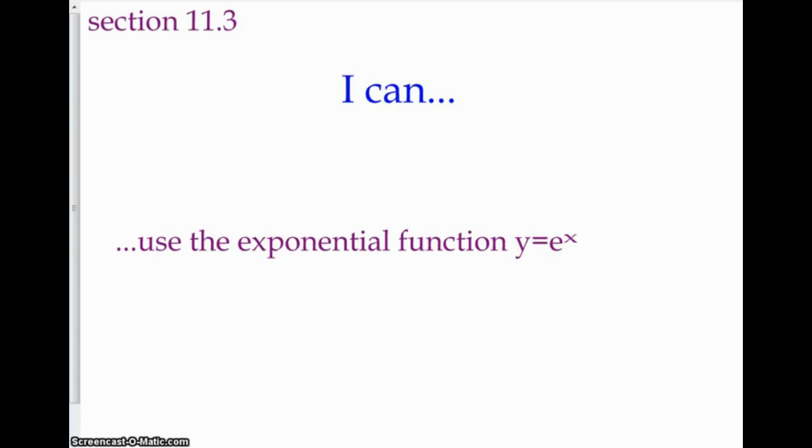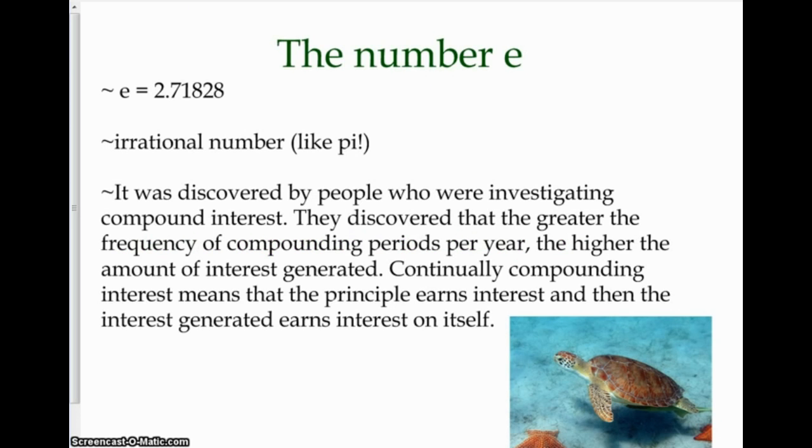So by the end of this class, or this video, we're hoping that you'll be more familiar with how to use this exponential function of e. The number e can be rounded to about 2.71828 and actually goes on and on forever, a lot like pi. It's an irrational number.